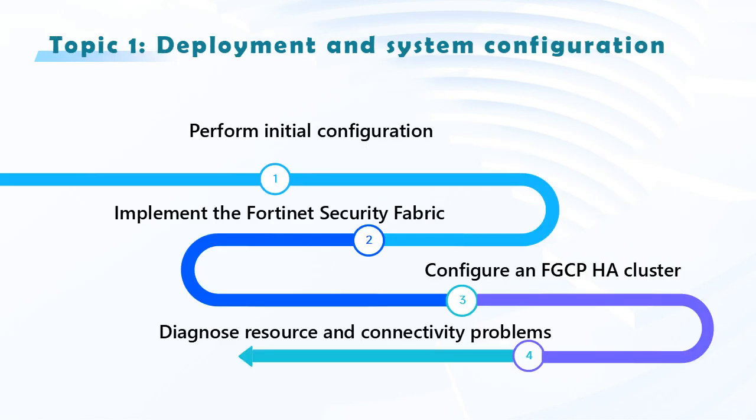Topic 1: Deployment and System Configuration. It covers: perform initial configuration, implement the Fortinet Security Fabric, configure an FGCP cluster, diagnose resource and connectivity problems.